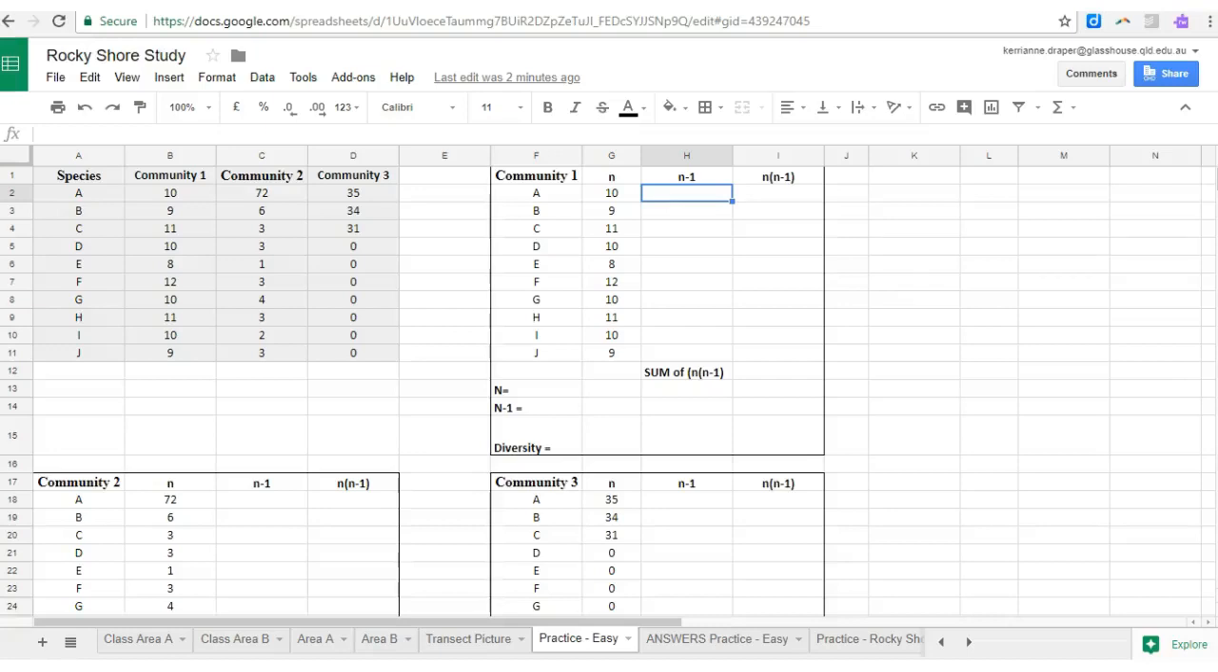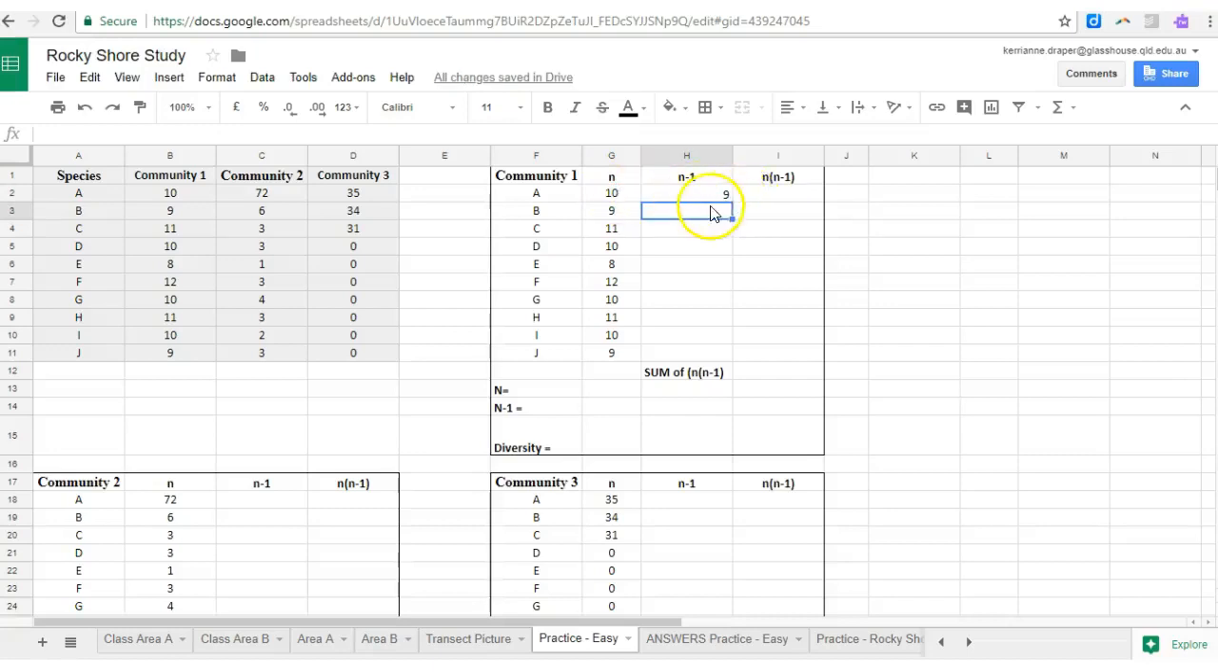Now, the very first step was, I've got my count here of my species A, B, C, D. I need to know what that is minus 1. So this is going to equal, now you don't say 10 minus 1, that's just not going to help you. You need to tell it what cell. I'm going to go equals whatever is in this cell minus 1. And it's going to work it out for me.